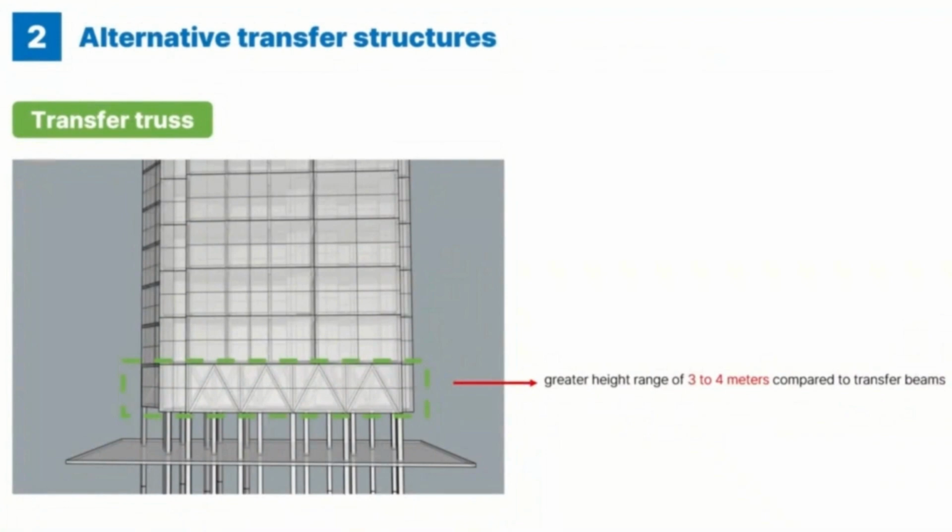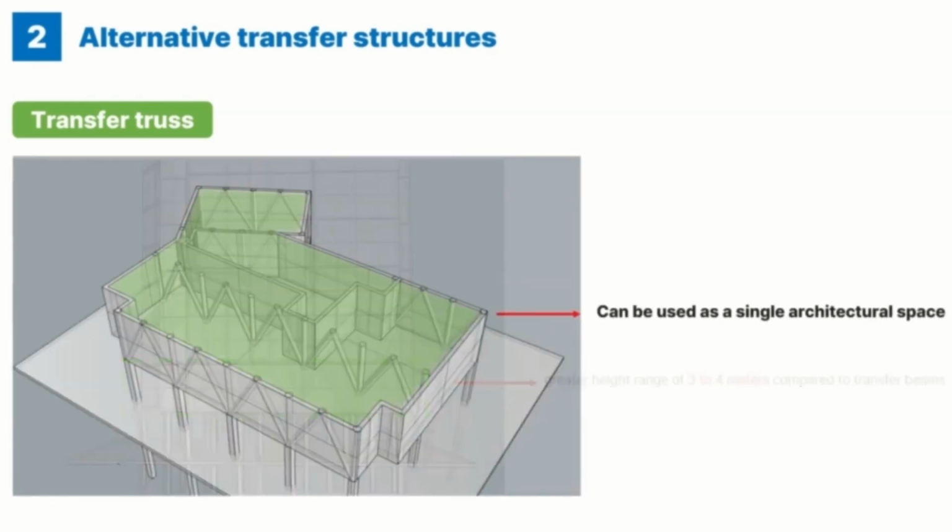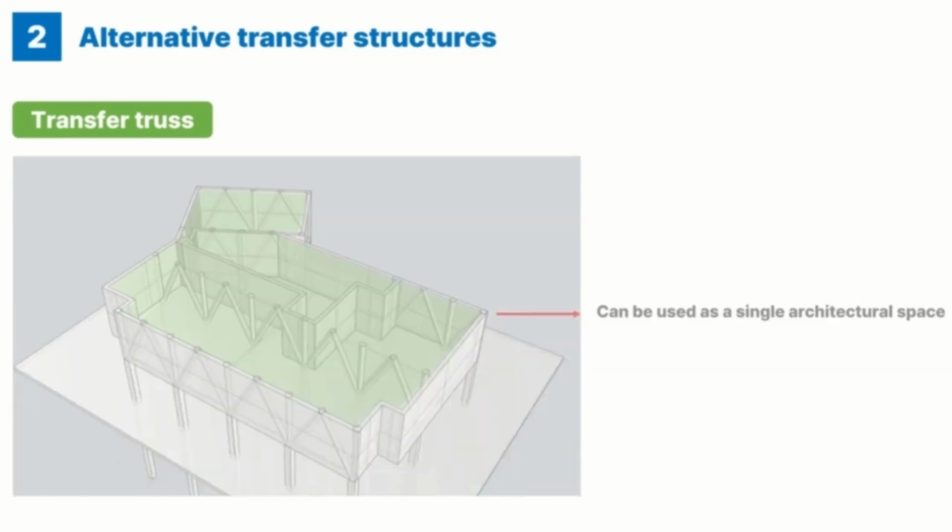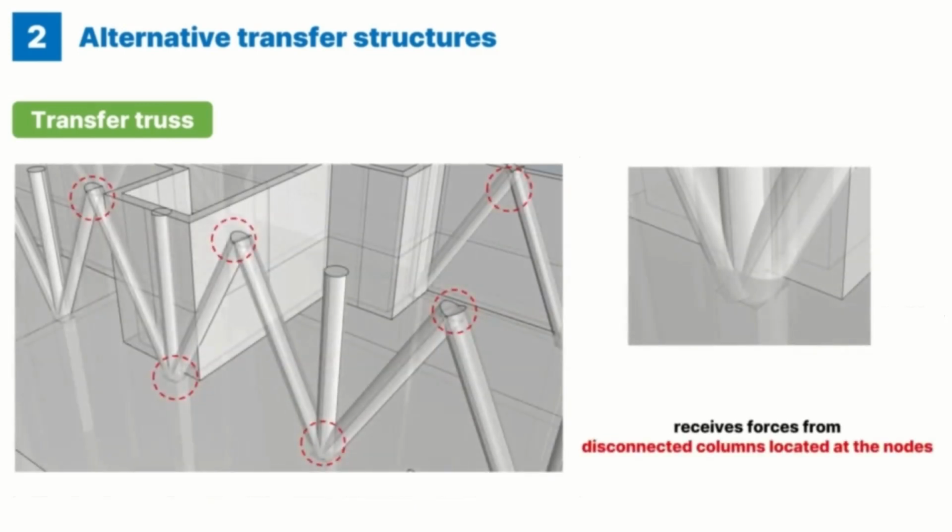By incorporating trusses into the transfer layer, it allows for utilizing a greater height range of 3 to 4 meters compared to transfer beams. The advantage of this approach is that the height can be used as a single architectural space. A transfer truss is a common truss system that spans between reinforced concrete walls or columns, and it receives forces from disconnected columns located at the nodes.